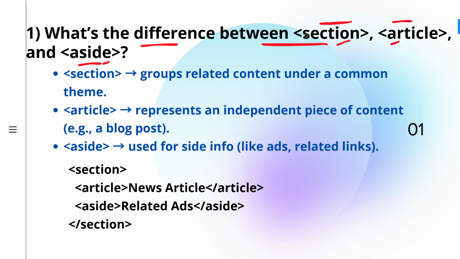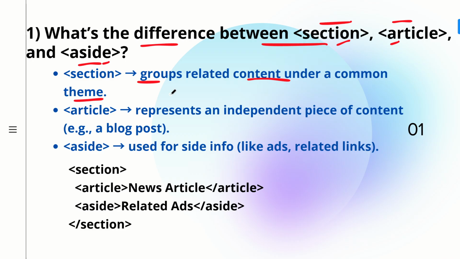Let us see the difference between these three, because this question is asking the difference between section, article and aside. Section groups the related content under a common theme. So it is similar to div, whatever we used to do with div, but one important fact here is it is used to group the related content. For example, you can take a newspaper example.